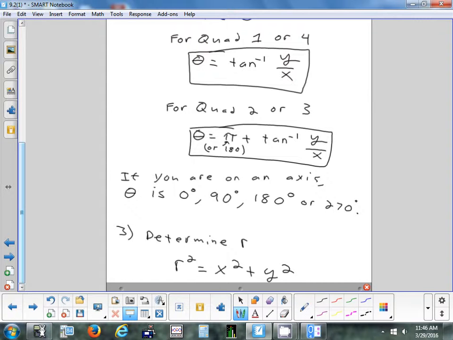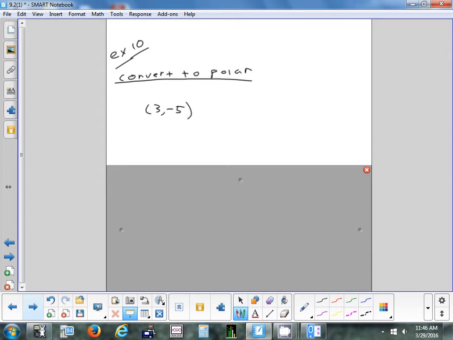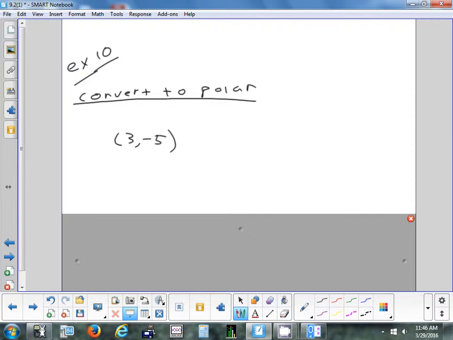All right, so we'll try a couple examples where we convert from rectangular back to polar. Does everybody have what they need there? All right, so let's try to convert the point (3, -5) to polar. Why don't you try that one on your own. See if you can find the radius. Find the angle. I don't think the angle is going to work out particularly nice, but just round it off. And then we'll take a look at it together.